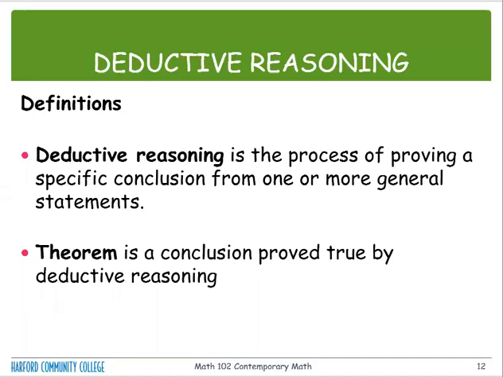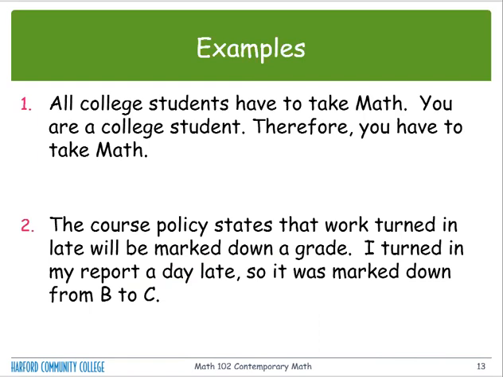Deductive reasoning definitions. Deductive reasoning is the process of proving a specific conclusion from one or more general statements. A theorem is a conclusion proved true by deductive reasoning. Examples: our college students have to take math. You are a college student, therefore you have to take math. So we start from a general statement and make a conclusion about just the specific example, which is you.